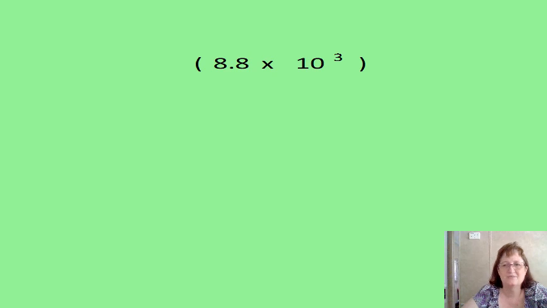This time I need to move my decimal point 3 spaces to the right. All right, that would be 1, and I add my 2 zeros, which will make it 3 spaces. And I have 8,800.